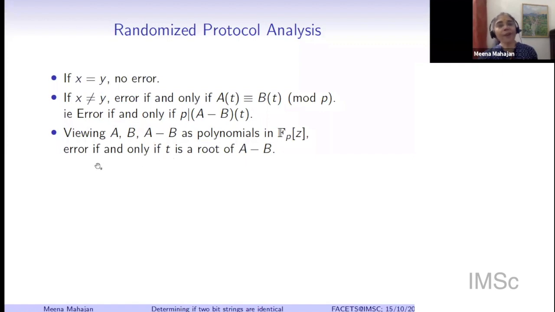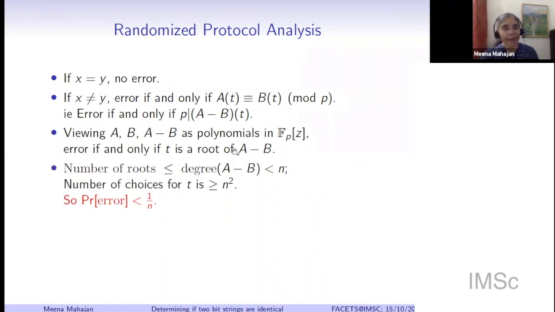When will the protocol give an erroneous answer? If and only if t is a root of this polynomial. And now we can again use the same idea. The number of roots is at most the degree of this polynomial, which is strictly less than n. But the number of choices for t is at least n square, because we chose a prime p which was more than n square. So the probability of error is 1 by n, as it was in the previous case.